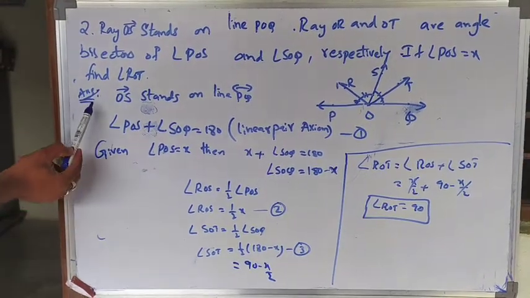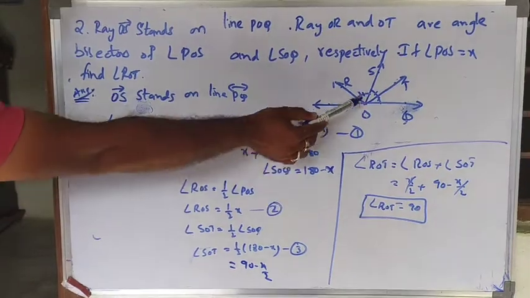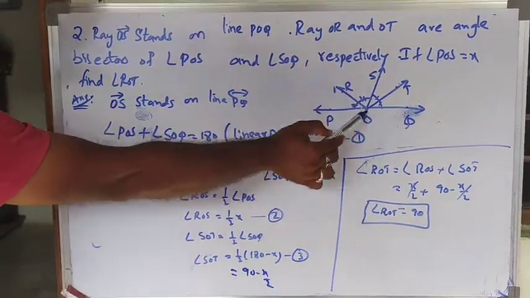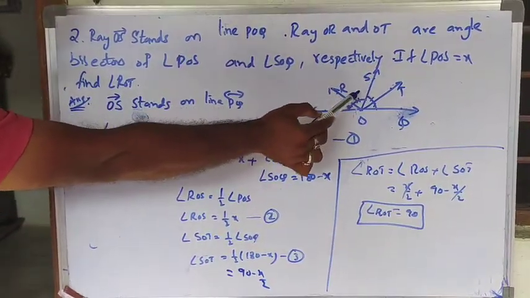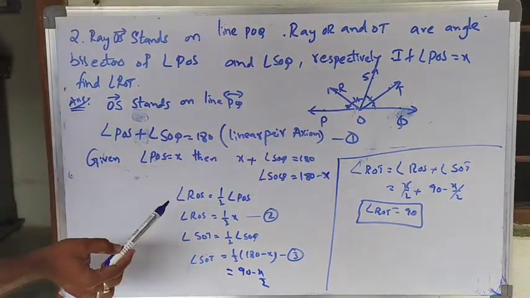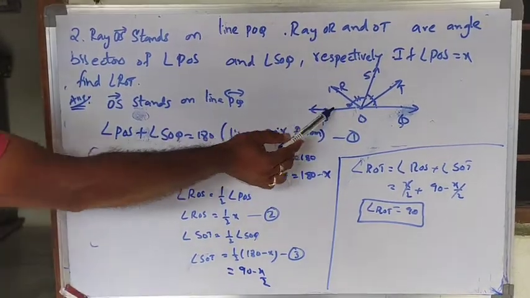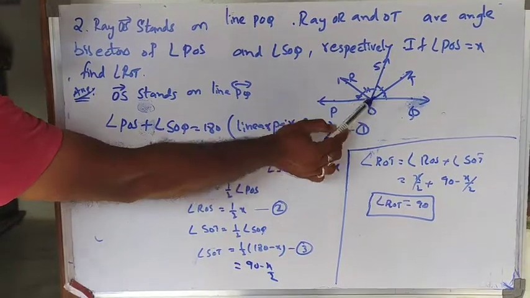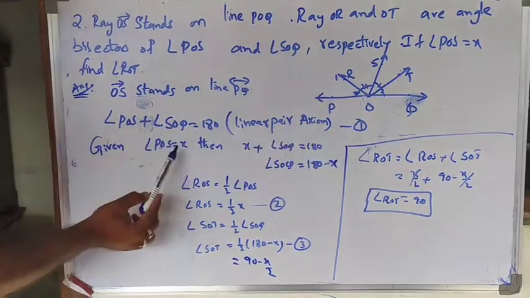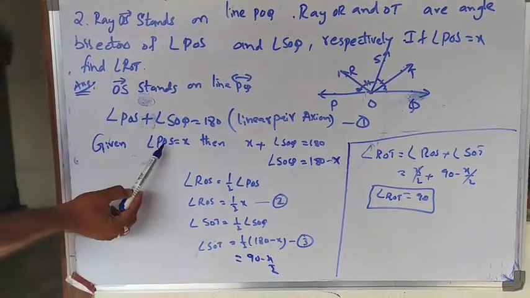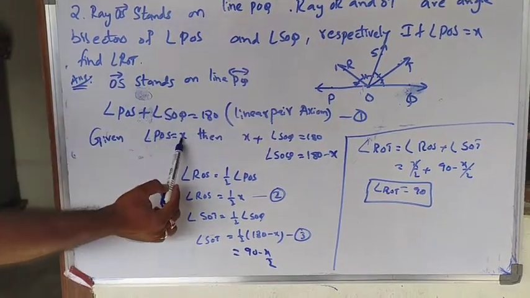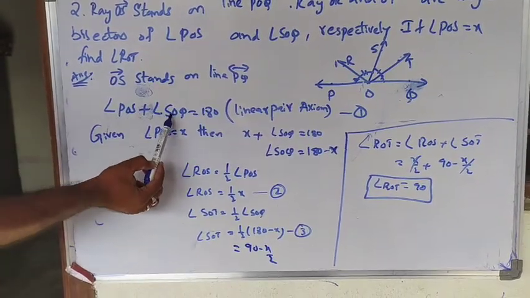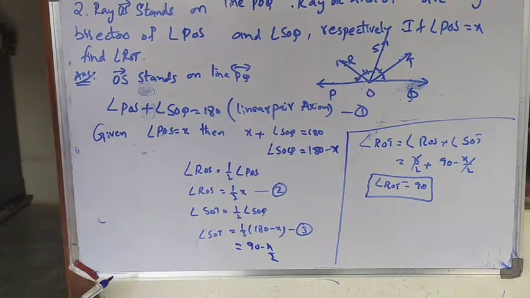Okay, first of all, let us start by doing this. On line POQ, there is one ray called OS. If a ray stands on a line, according to the linear pair axiom, the sum of the adjacent angles is 180 degrees. That is angle POS plus angle SOQ is equal to 180 degrees. It is already given in the question that angle POS is equal to X. If I substitute here, angle SOQ will be 180 minus X.